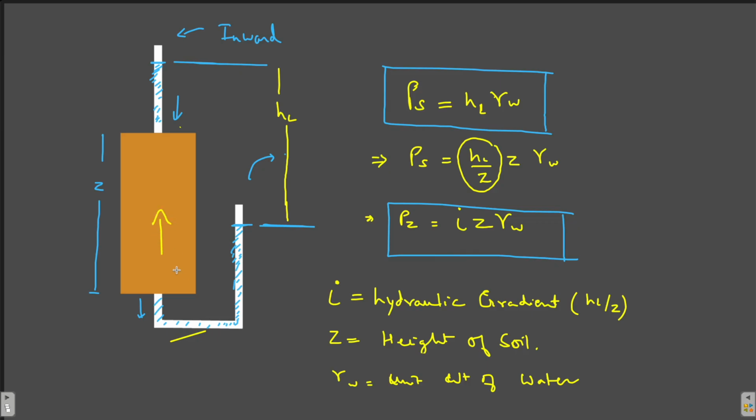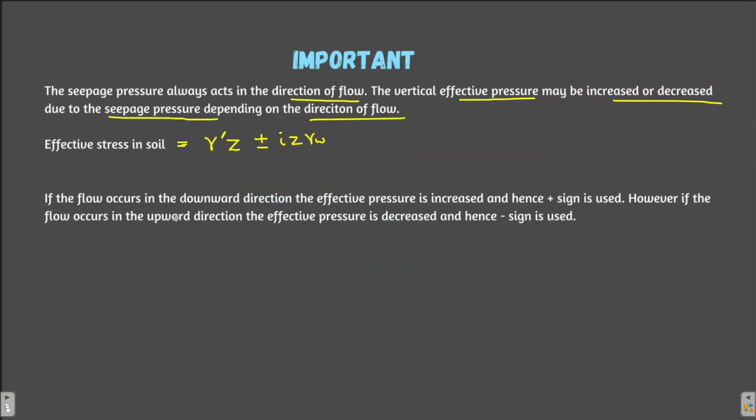Along with the force of buoyancy which the water applies in the soil, this seepage pressure is trying to make the soil loose. It is carrying the soil in the upward direction, and the force due to gravity is acting in the downward direction. So what will happen? This force and this force are getting nullified. So basically the upward seepage force is trying to decrease the effective stress in the soil. So that's why plus and minus. That's what I have written here.